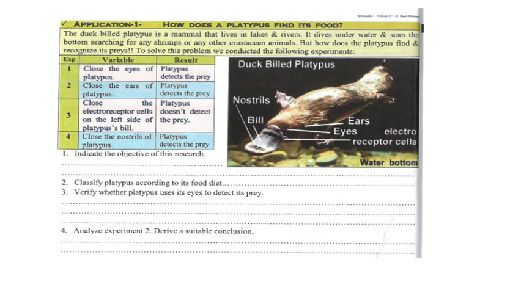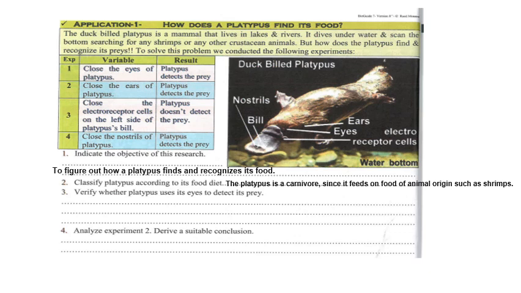Let's start with part 1. Indicate the objective of this research. As mentioned in the text, the objective is to figure out how a platypus finds and recognizes its food. Classify platypus according to its food diet. So we have to say if it's carnivore, omnivore, or herbivore. But the action verb classify means that we have to indicate the answer, then justify it. So we say the platypus is a carnivore since it feeds on food of animal origin such as shrimps.